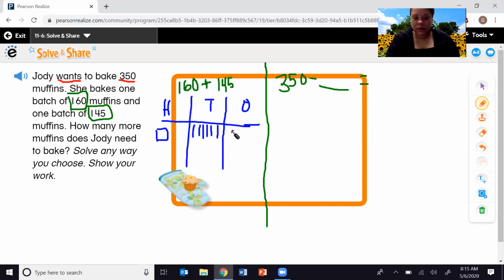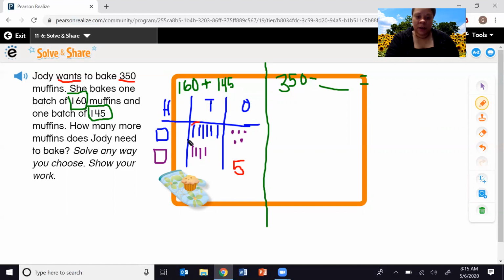Now I have to draw the number 145. So I'm going to do 5 ones, 1, 2, 3, 4, 5, 4 tens, 1, 2, 3, 4, and 100. Good, so now I can go ahead and start counting how much I have in each column. I have 1, 2, 3, 4, 5 ones.